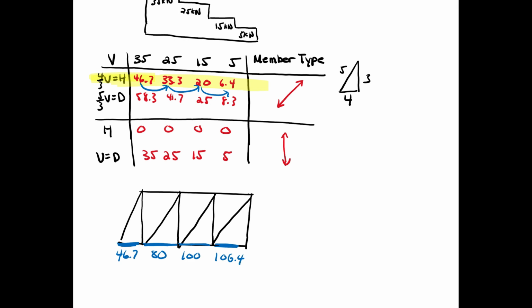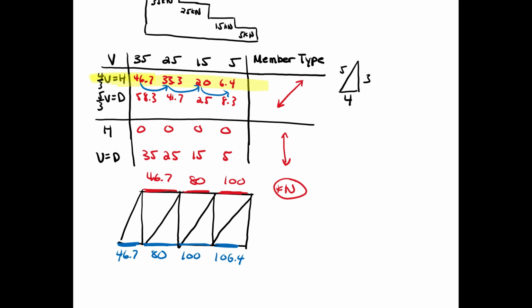And the same thing would go for the top. We would start with our 46.7, and then we'd add 33.3, we'd get 80, add 20 and get 100. We should also note that these values are all in kilonewtons. But that is how we would solve for our chords.